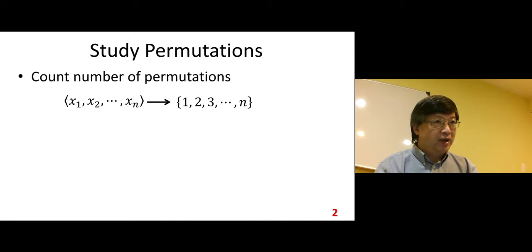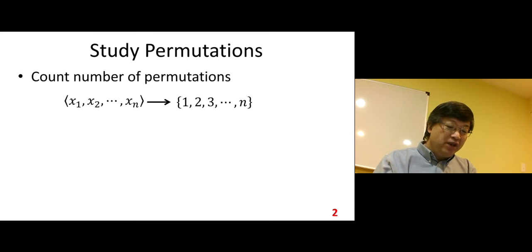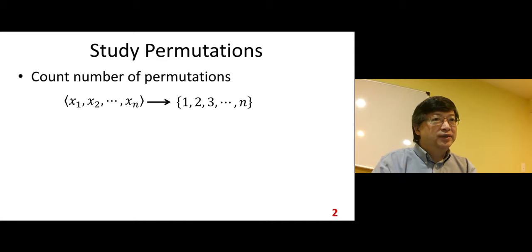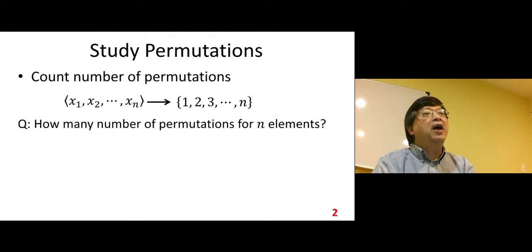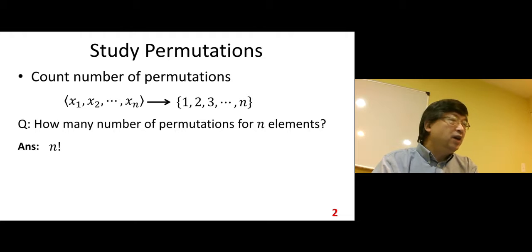Given a permutation like this, n symbols, an n-symbol permutation, the question is: how many permutations are there for n elements? I think you all know the answer. The answer is n factorial. I do not need to derive it, because it is so easy.